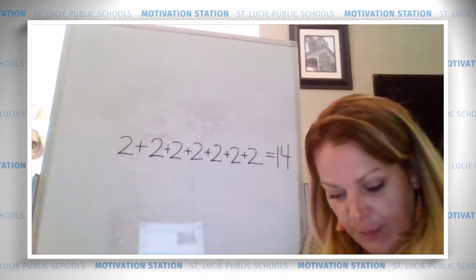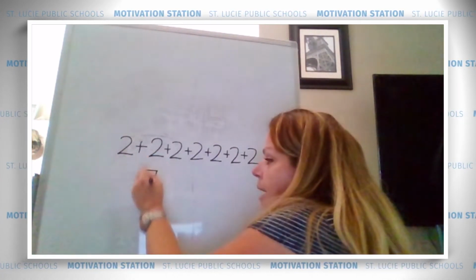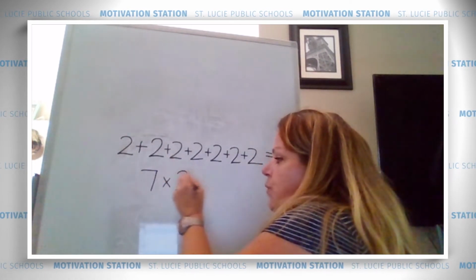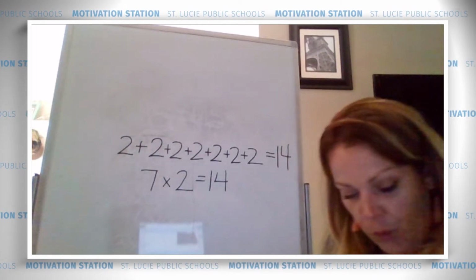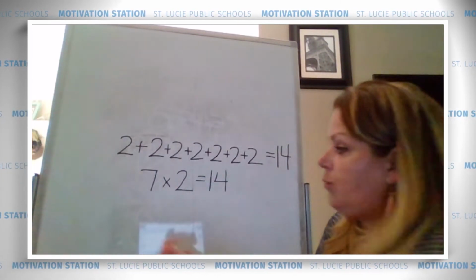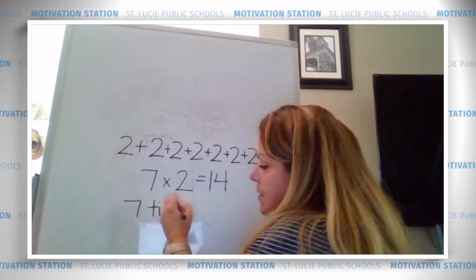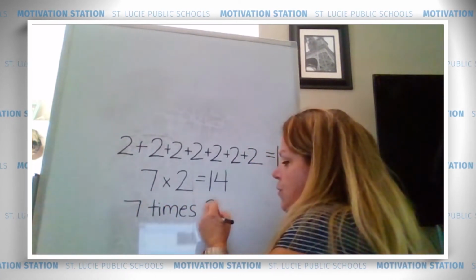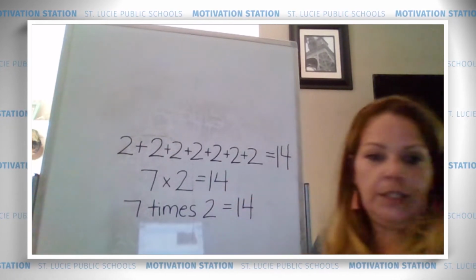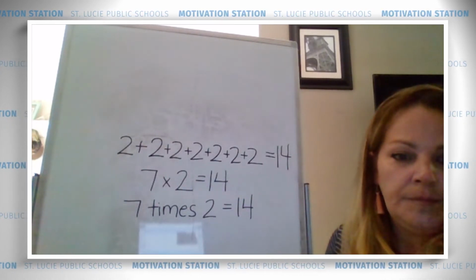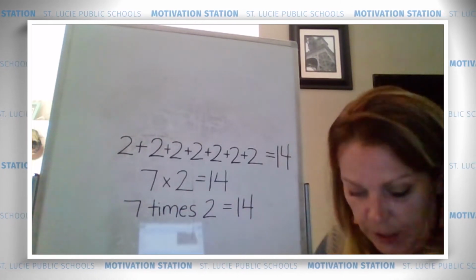Now we need to write that as a multiplication equation. How many bikes did we say there were? There were 7 bikes with 2 wheels each, which gives us a total of 14. And we're just going to say that as 7 times 2 equals 14. Okay, so just replacing our symbols. I could have written equal there. We'll do it on the next one.